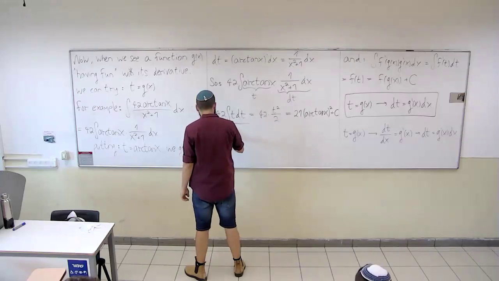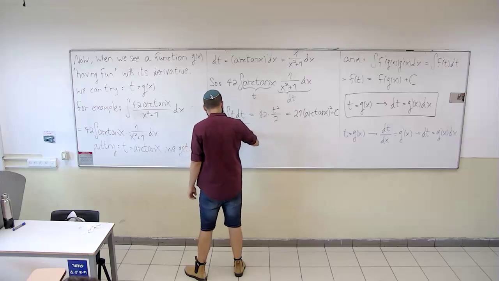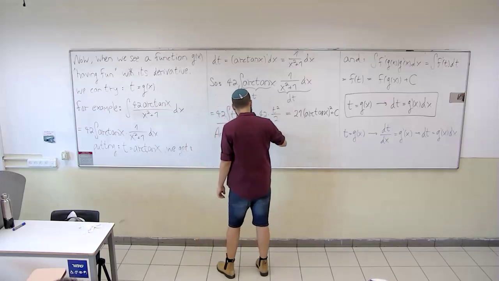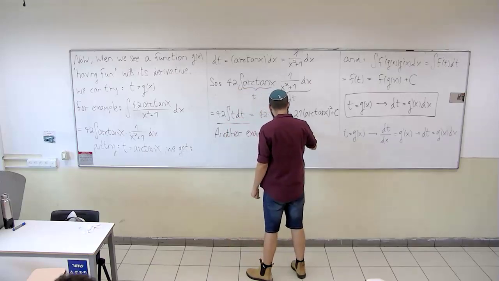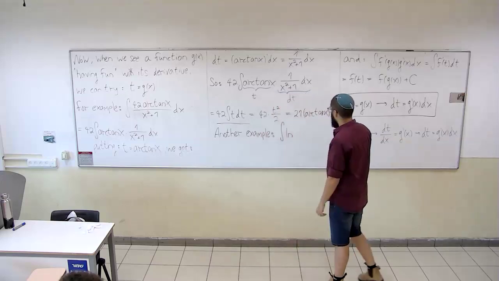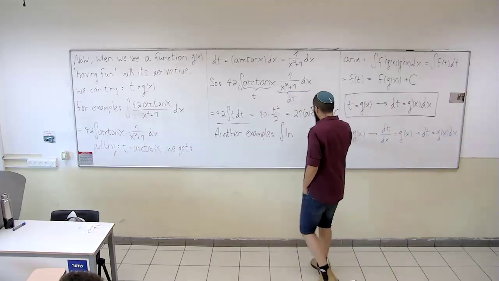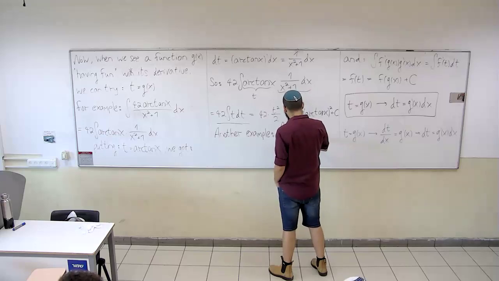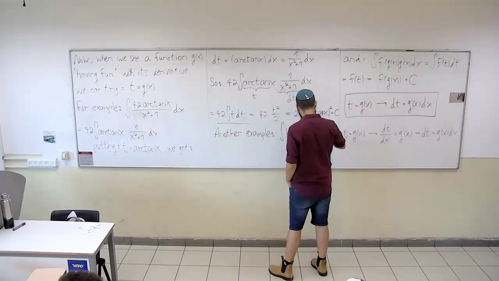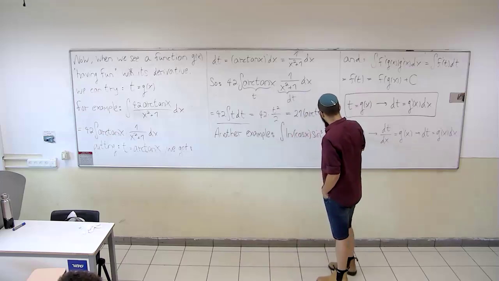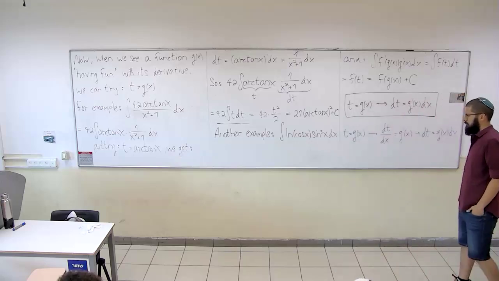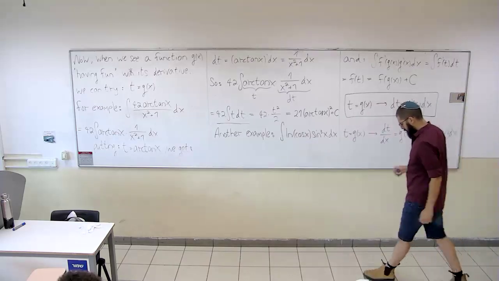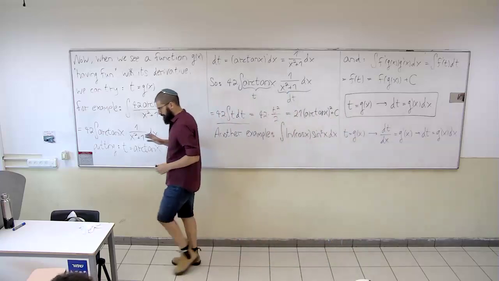Okay, another example, which is going to be a bit harder, but not so hard. It was something like that, I'm not sure. I don't want to ruin the party, but it was like ln cosine x times sine of 3x, something like that.